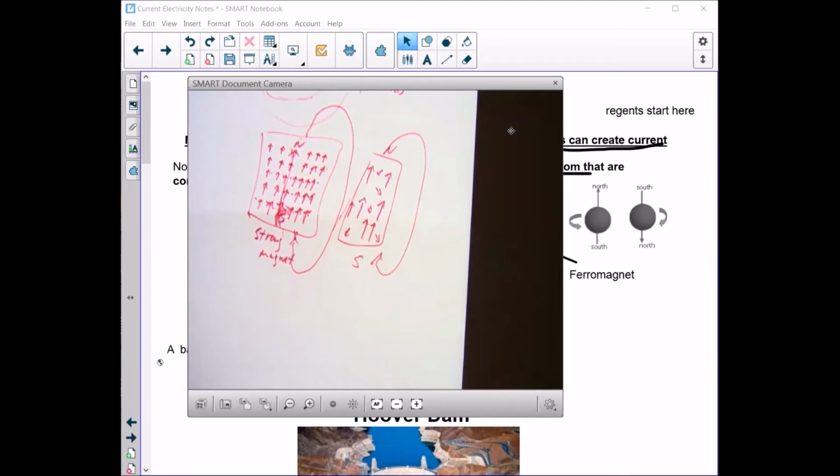Did anyone in class see me remagnetize the magnet? And did anyone see what I did? If you did see me remagnetize a magnet, could you unmute yourself and tell the class what I did? No one did? Did you run electricity through it?